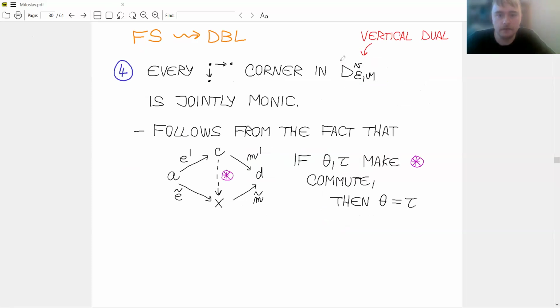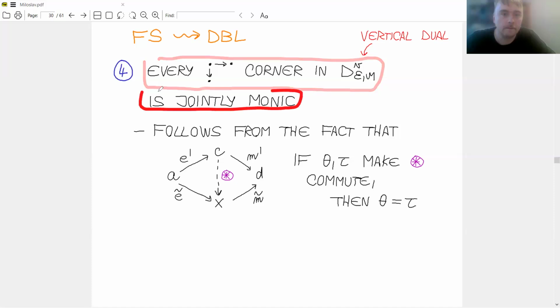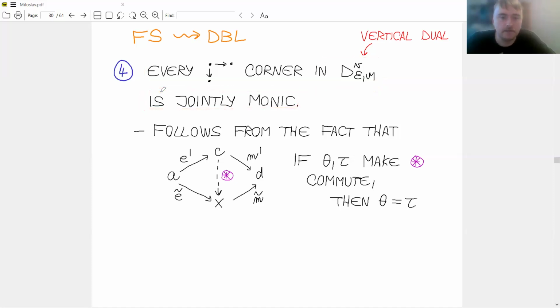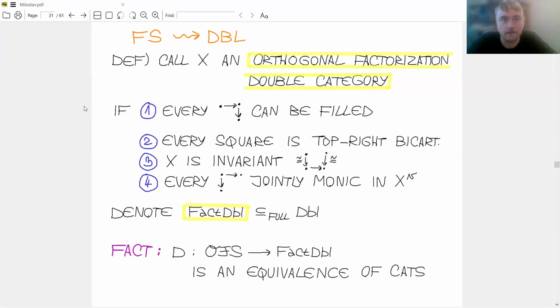So this is the vertical dual. And the key property is that every top left corner in this dual is jointly monic. The reason why this is the case again follows from the uniqueness of factorizations. If we have two morphisms, theta and tau, and they make these two commute, then they are equal. And it turns out these four properties exactly characterize double categories that come from orthogonal factorization systems.